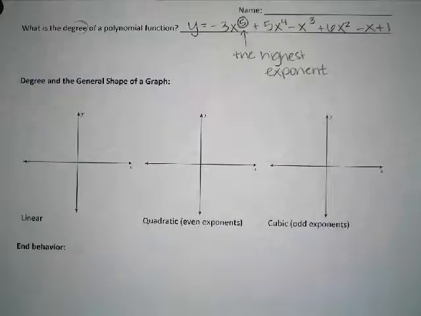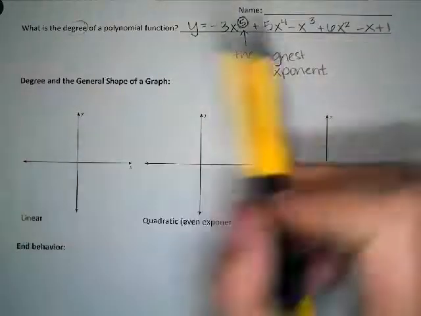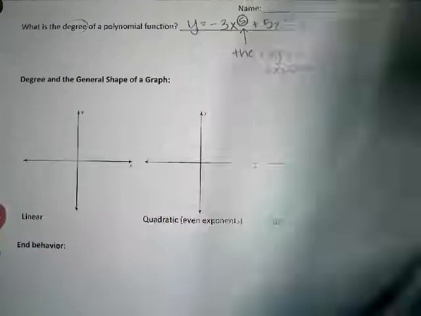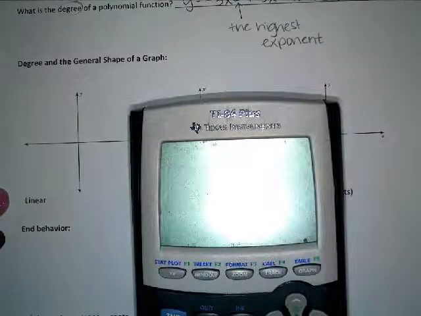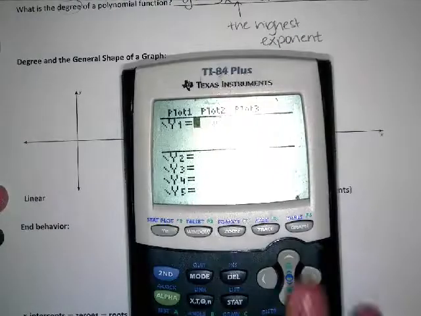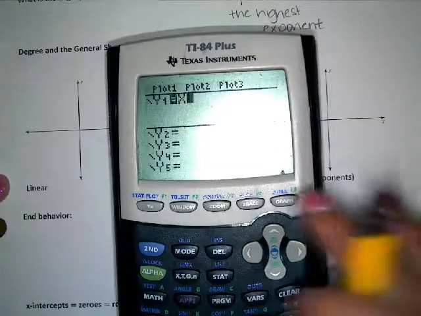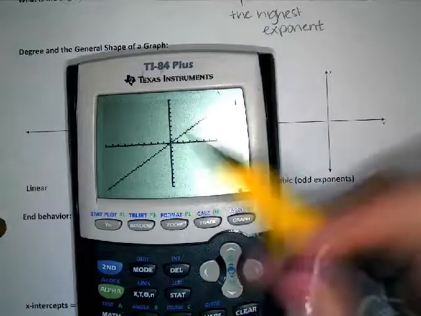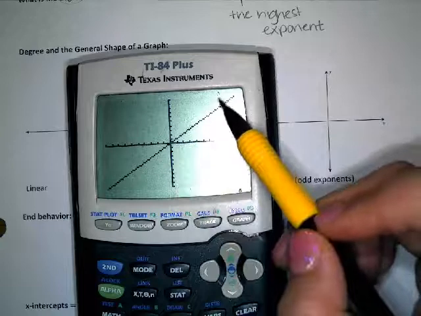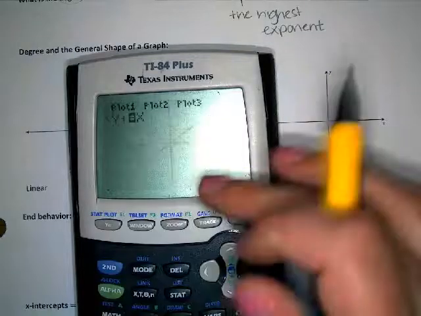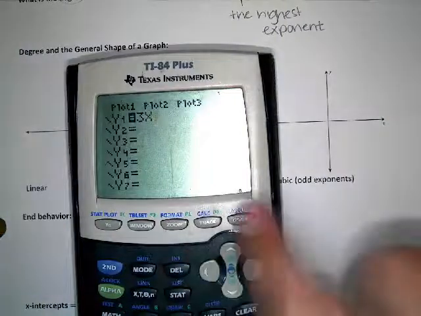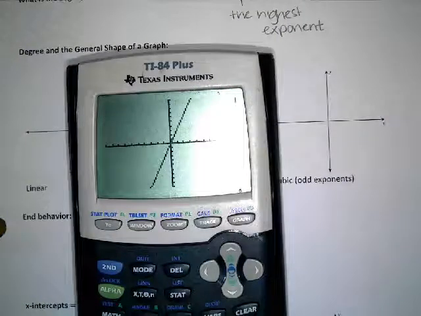All right, so next we're going to look at how that degree impacts the general shape of the graph. So linear graphs you guys should be familiar with because you've been dealing with them for a long time. So if we look at y equals x, that's a straight line, that's a linear graph. This is a positive coefficient, and that just means that it doesn't have a negative number in the front. It would have a positive number in the front, so it would look like this.